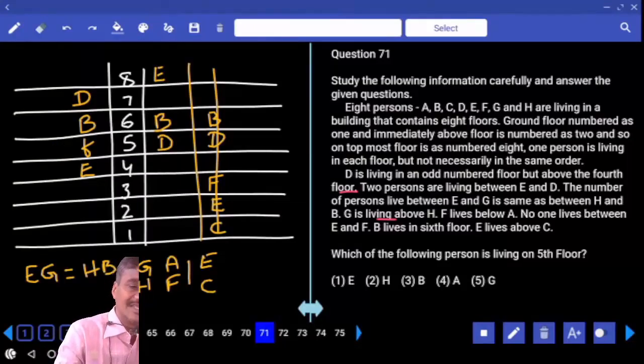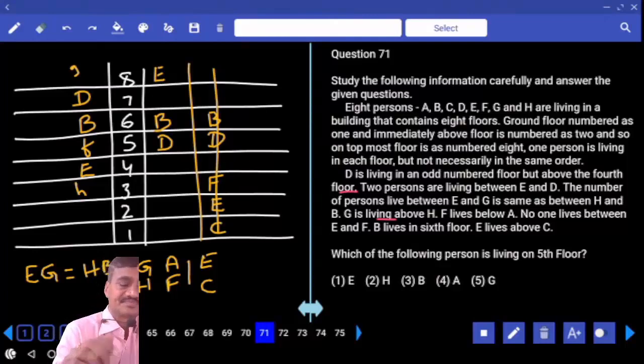And can we have H at this place? If H is here and G is above this H, hence G must be somewhere here, E and G. And G is above H, so what happens? Tell me. And G is above H, we cannot have it here as well.